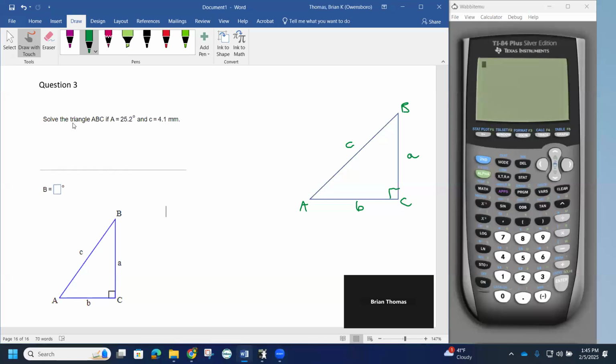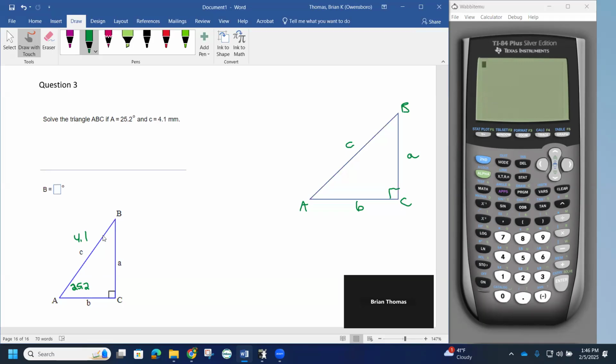So in our question, it says solve the triangle ABC if A is 25.2 and C is 4.1. So what they gave us so far is A is 25.2, and C is going to be this 4.1 millimeters.